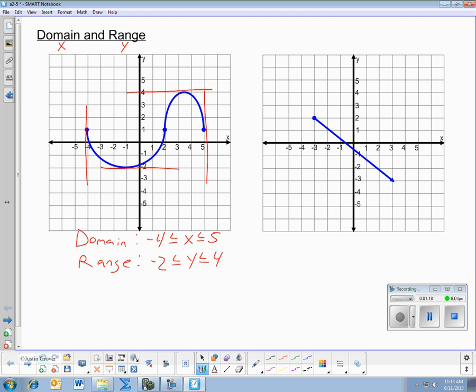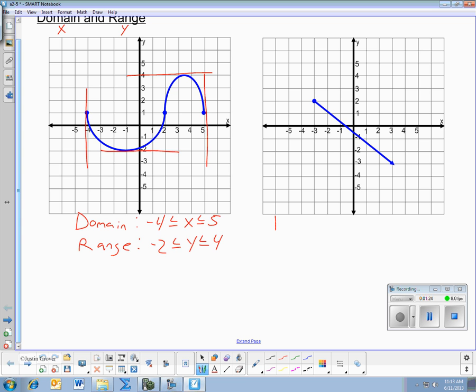Now, this next one is a little bit more complicated, only because notice that the graph, it is a point over here on this end, but over here it's an arrow. And so what that means, it doesn't stop like in the previous one. It keeps going that way. And so we're going to have to examine that a little bit.